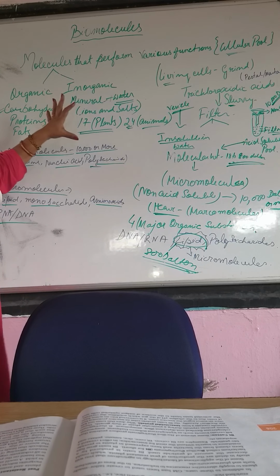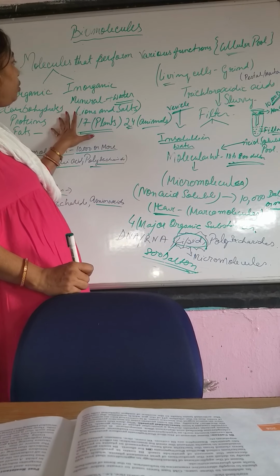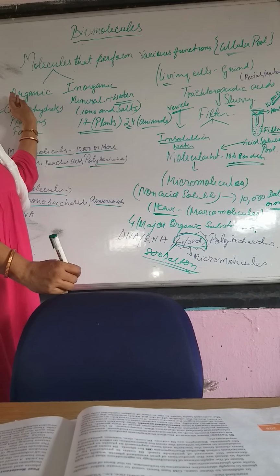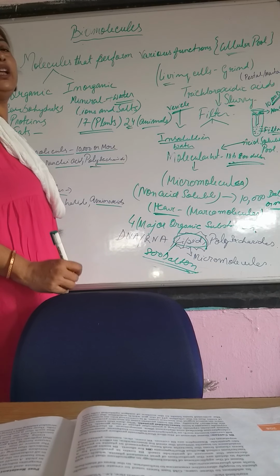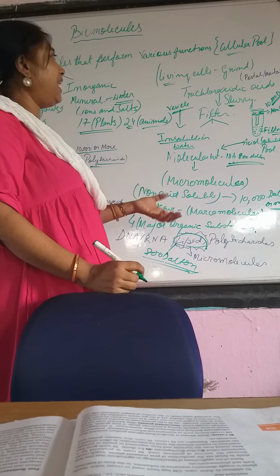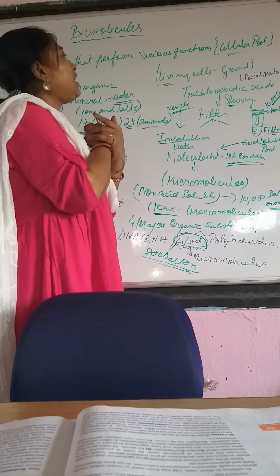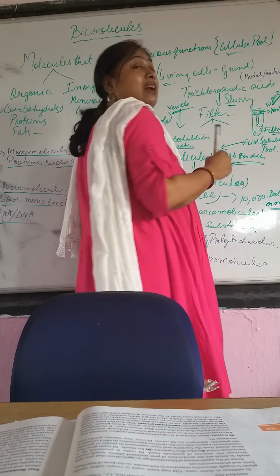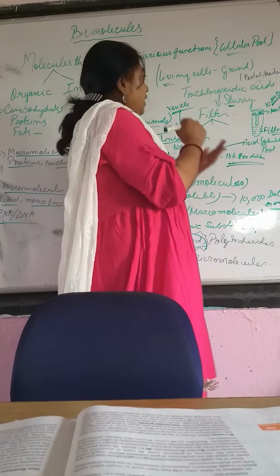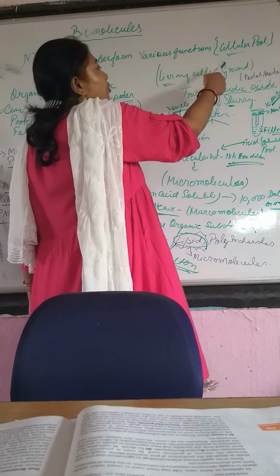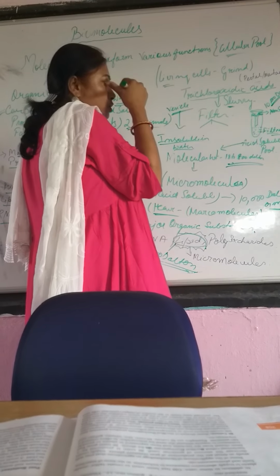Now, what is the method? How do we study these biomolecules as a whole? How do we classify them as organic and inorganic? To do that, we make use of living cells. Any particular cell is crushed with a pestle and mortar and ground with trichloroacetic acid. So we get a slurry.